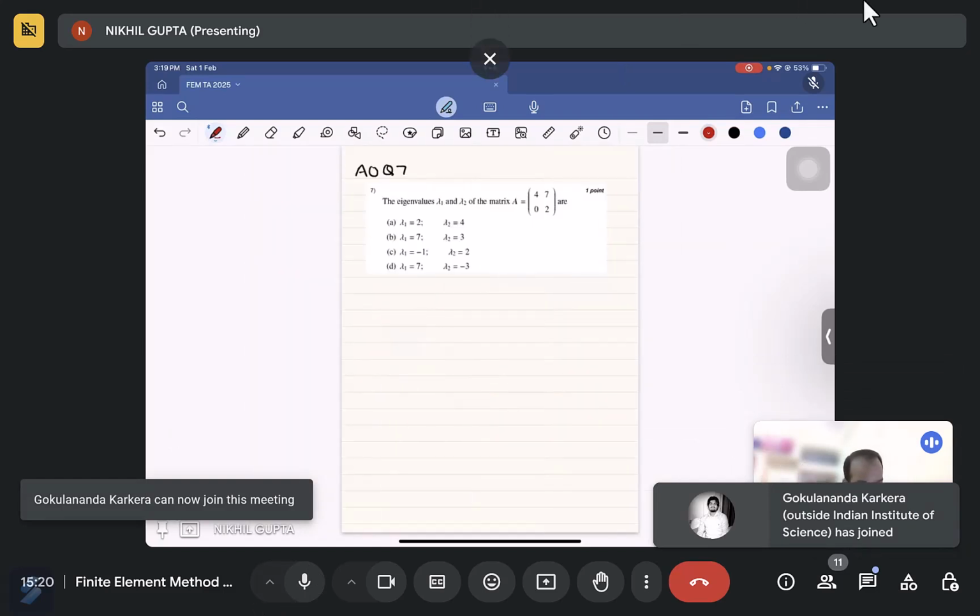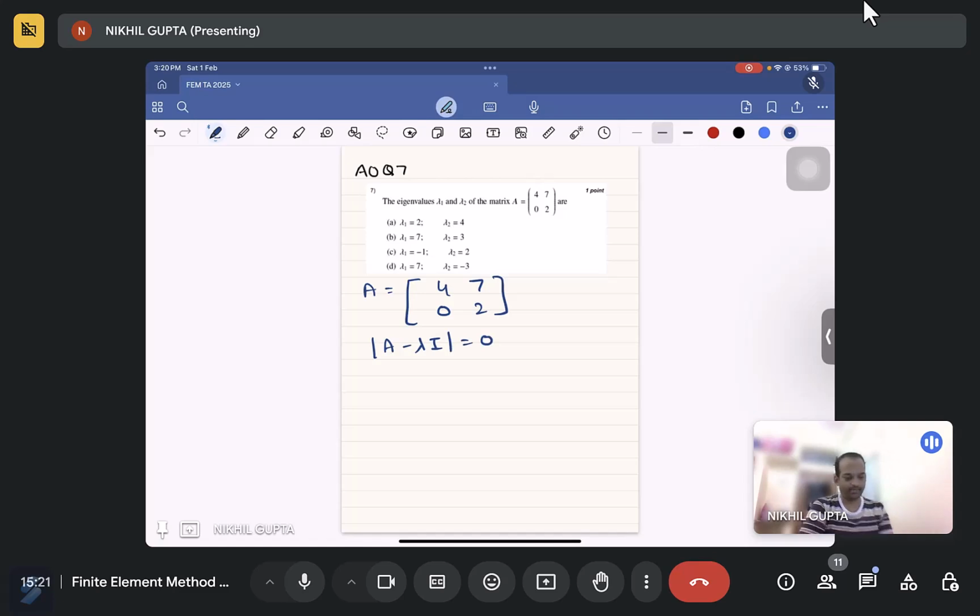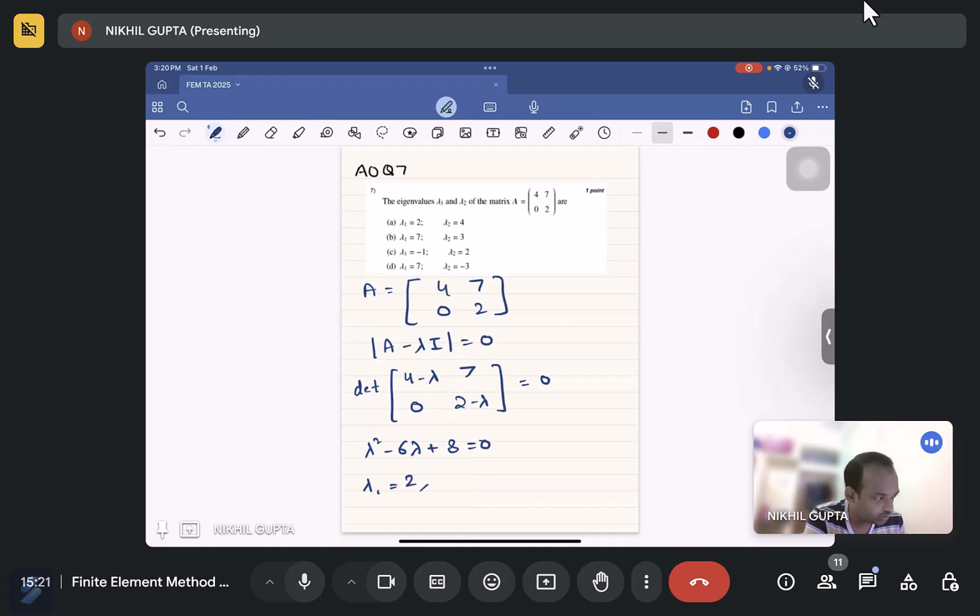So this is again a simple question where we have to find the eigenvalues of matrix A. This is just a simple mathematical question. So A is 4 7 0 2. To find the eigenvalues, we find the solution of the equation where determinant of A minus lambda I is equal to 0, where lambdas are the eigenvalues of this matrix. So we'll write determinant of 4 minus lambda, 7, 0, 2 minus lambda equals 0. When you solve this, you will get lambda square minus 6 lambda plus 8 equals 0. After solving, you will get lambda 1 as 2 and lambda 2 as 4. So which is your answer? It's A.